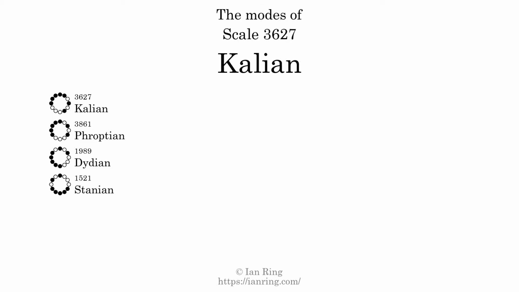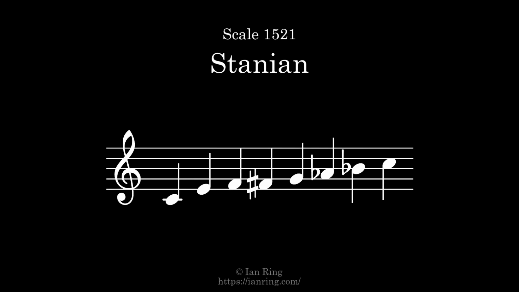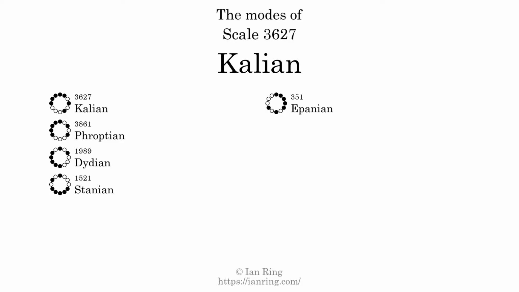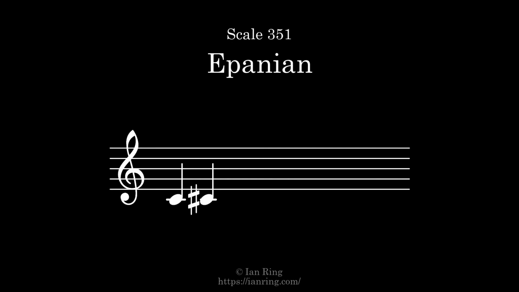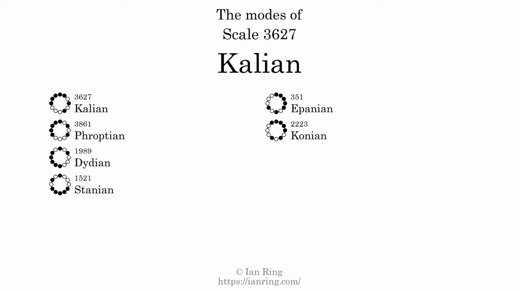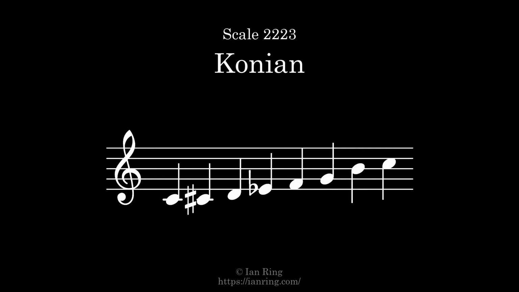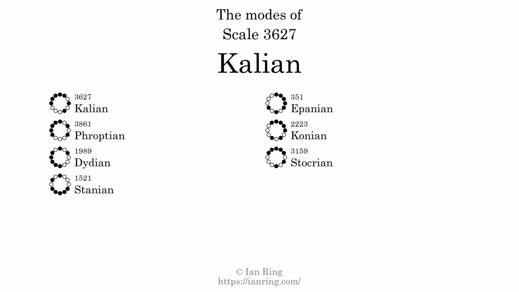The fourth mode is scale 1521, also known as Stanion. It sounds like this. The fifth mode is scale 351, also known as Opinion. It sounds like this. The sixth mode is scale 2223, also known as Conian. It sounds like this. The seventh and last mode is scale 3159, also known as Stokrian. It sounds like this.